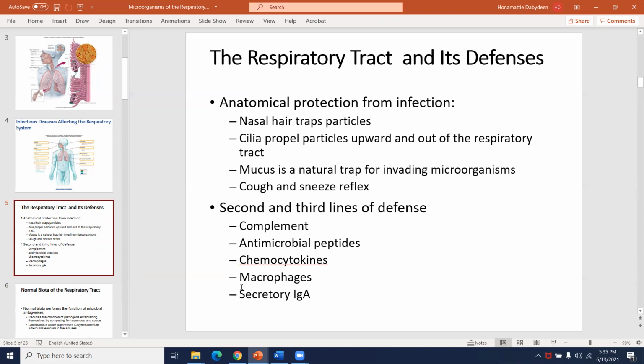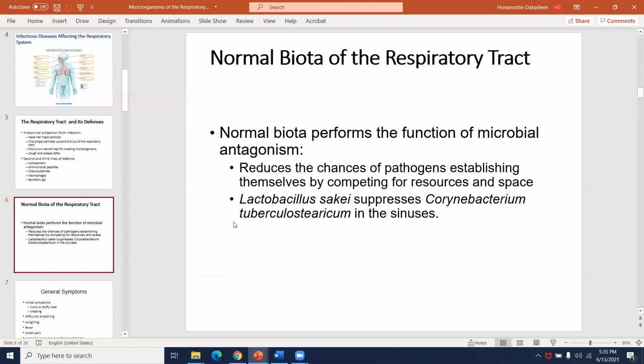Okay, so maybe I should mention that first before I come back to the second line of defense, because your normal flora is part of your first line of defense. And your normal flora, these are bacteria that are there. And I told you before, they are almost like the guards at every portal of entry. They're there, they're protecting you. They could be fungus, they could be some protozoa, other organisms, but most of the time they are bacteria.